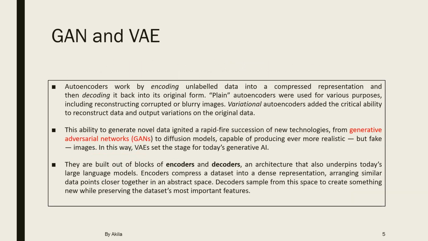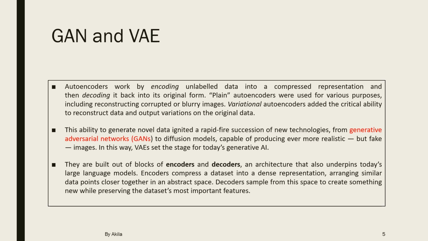Then we will learn about GAN, the generative adversarial network. Before that we will learn about the autoencoder and decoder. We know the encoder and decoder are important for the transformer, and that is what we are going to apply for our NLP or generative AI. An autoencoder works by encoding unlabeled data into a compressed representation and then decoding it back into the original form.